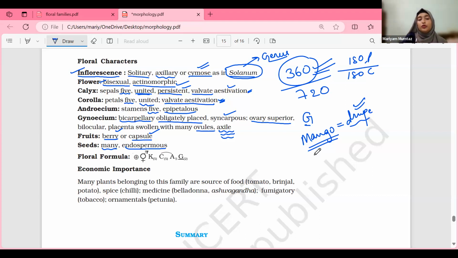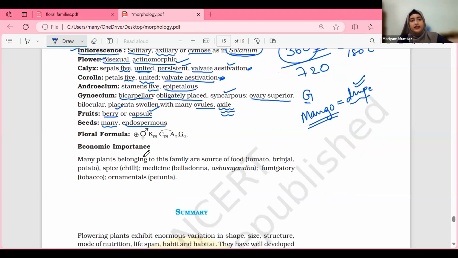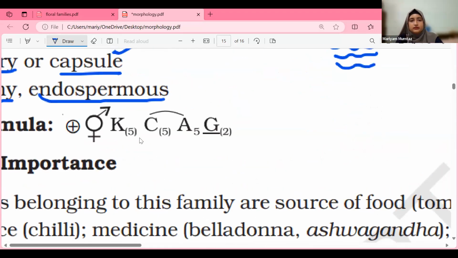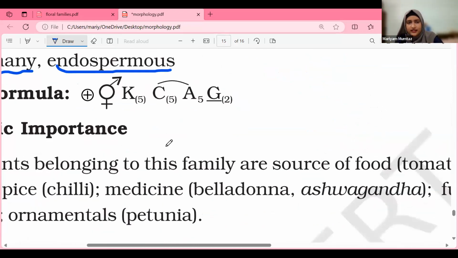Now let us look at the floral formula. Okay, now you will explain the floral formula to me. What is happening? Can you see? Can you see? Okay, now explain to me the first symbol.